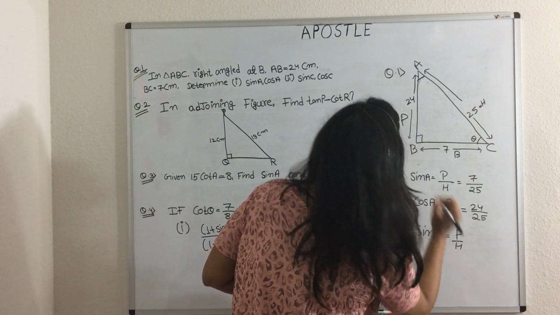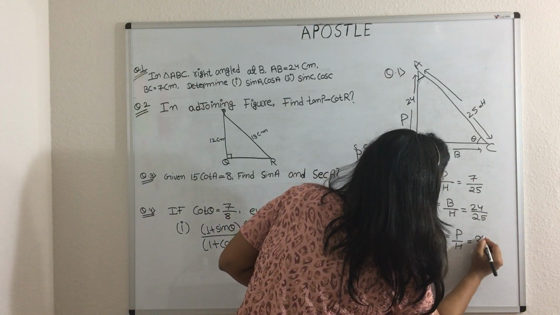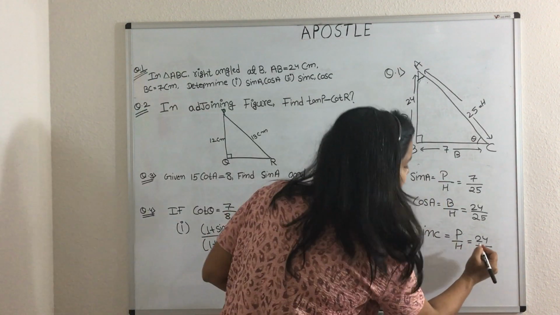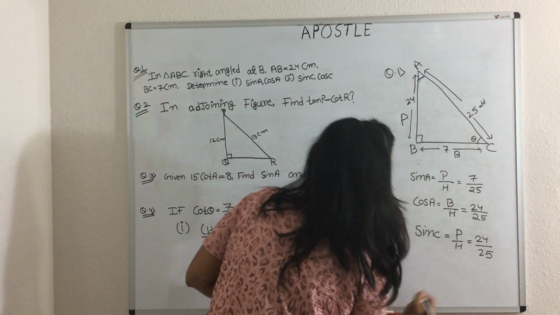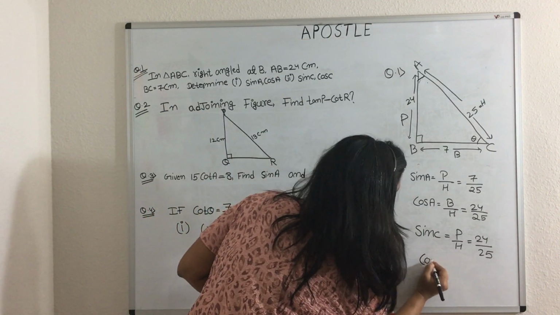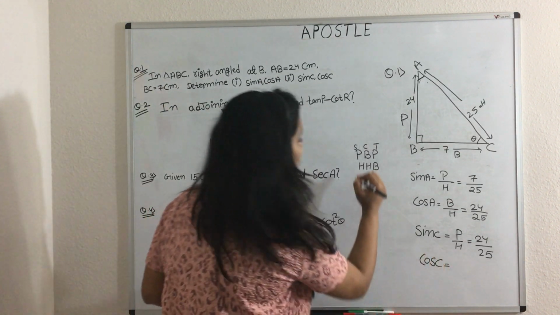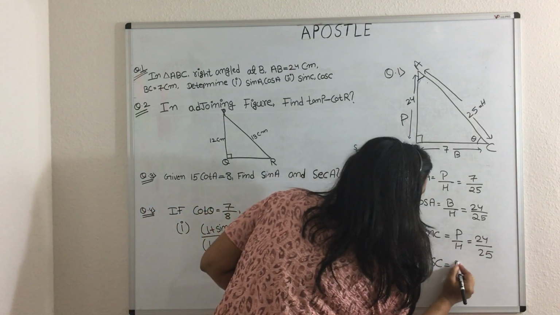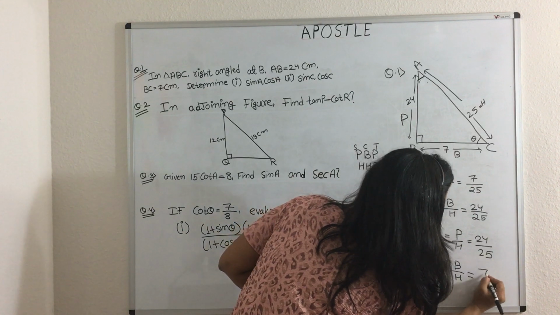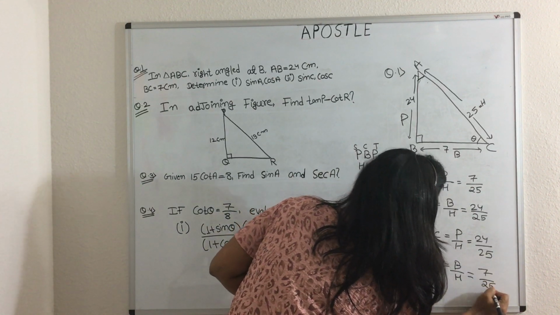What is perpendicular? Perpendicular is 24. And what is hypotenuse? Hypotenuse is as usual the same, that is 25. And now we have to discuss cos C. So what is the value of cos C? Cos C means B by H. So what is base in this case? Base is 7 and hypotenuse is as usual 25.